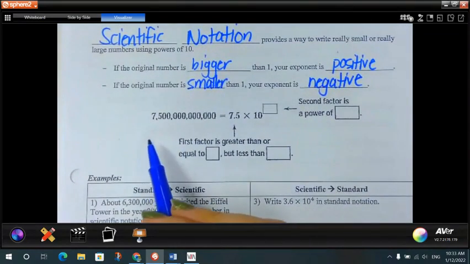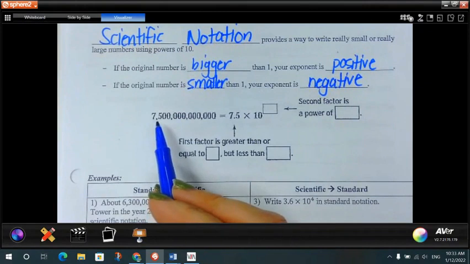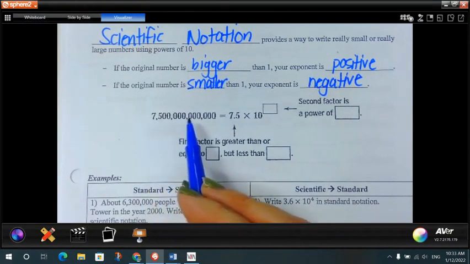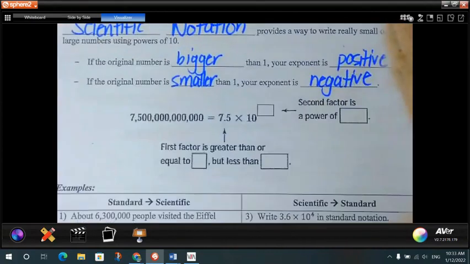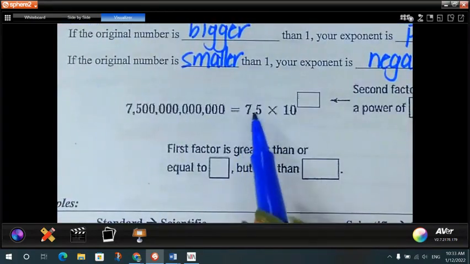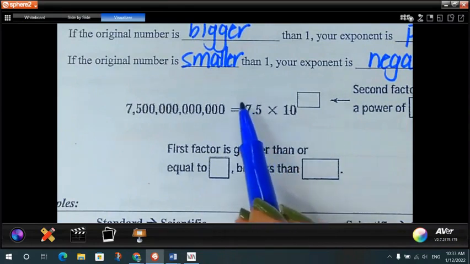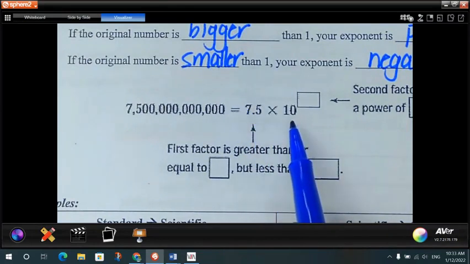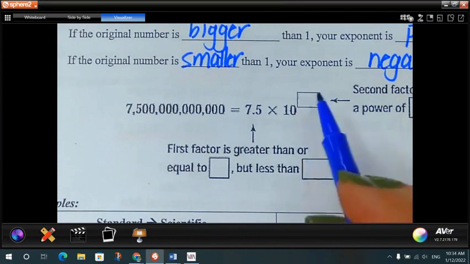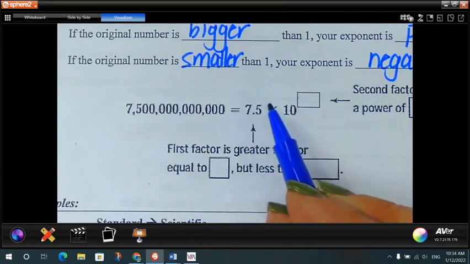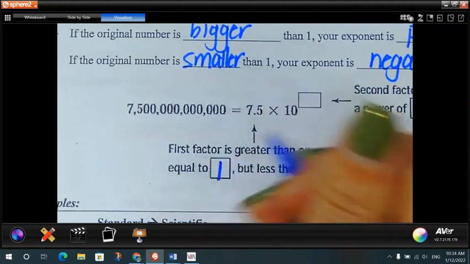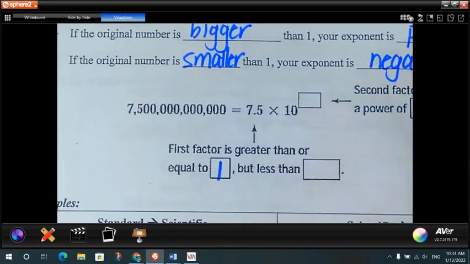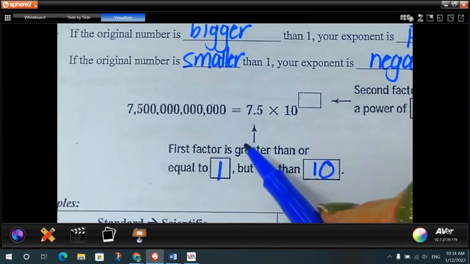So here we have a pretty big number. This number is actually 7,500,000,000,000. So scientific notation is you have two parts to it. You have a number in front, and then it's times 10 to a certain power. Okay, and so this first number has to be 1 or bigger, and it has to be less than 10. So it's somewhere between 1 and 10.